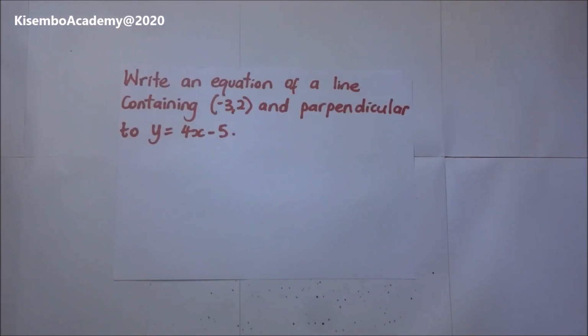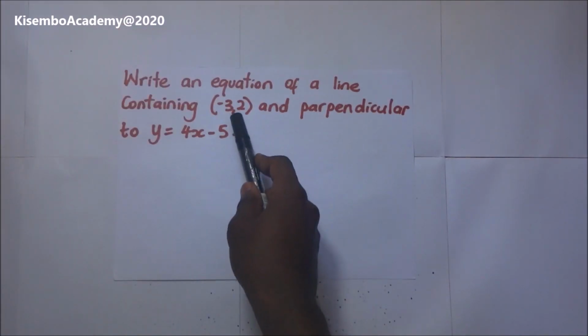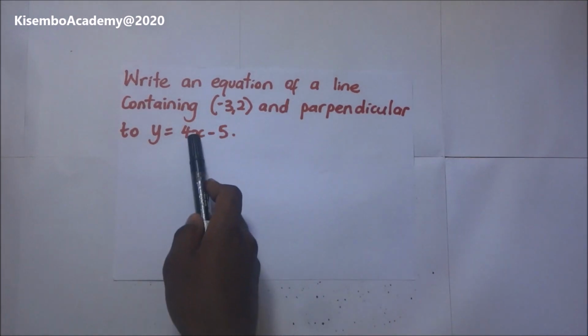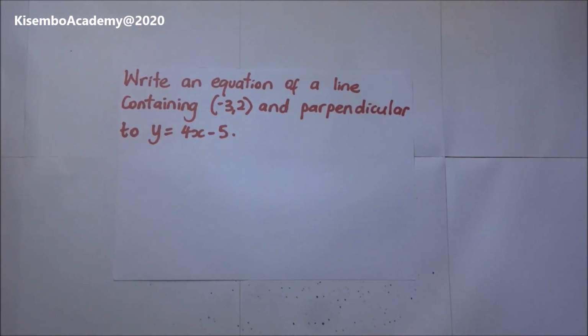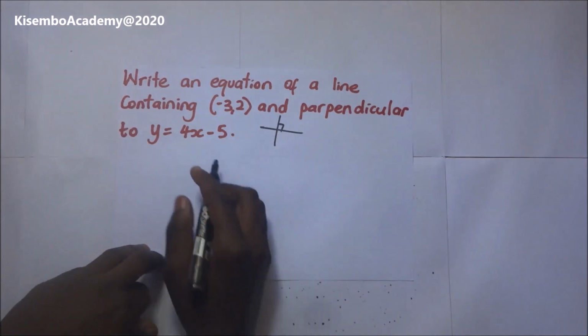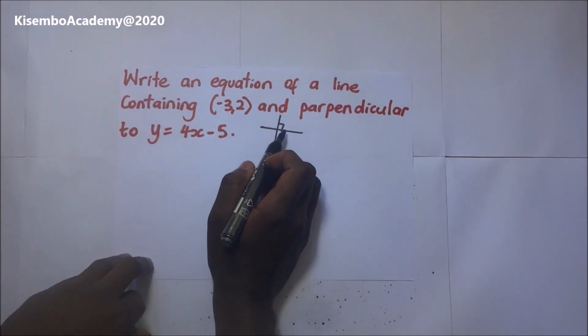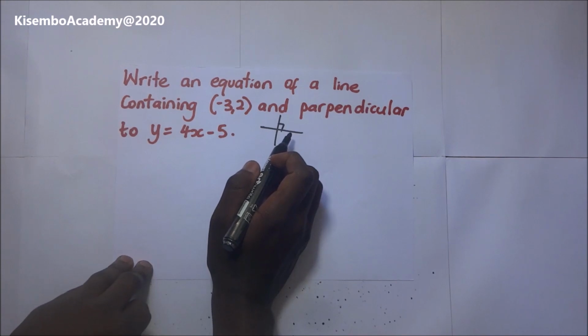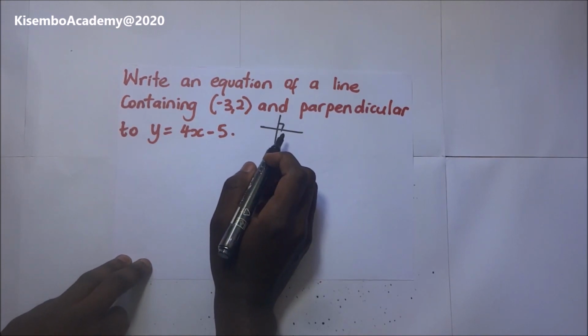Here we are required to write an equation of a line that is containing this point and is perpendicular to y is equal to 4x minus 5. Now, these are lines that are perpendicular to each other. They meet at 90 degrees. What do we know about perpendicular lines? When we multiply their gradients, the answer we get is negative 1.